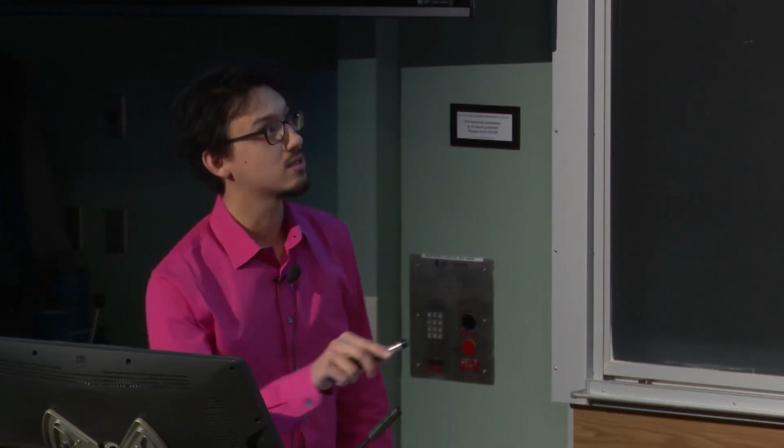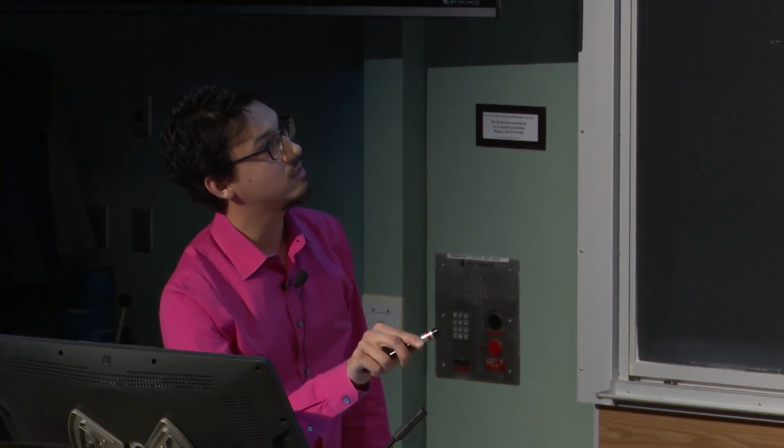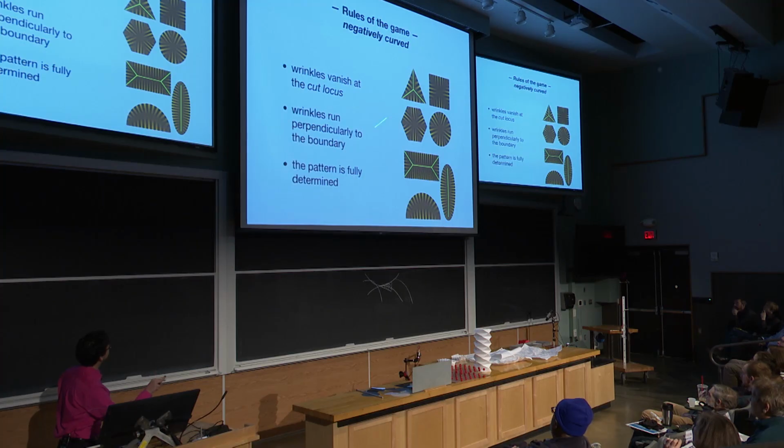Straight line exit path. But if you're on the green line, you have many choices. You can go to the left or to the right. Once you make a choice, you have the path of fastest escape. And this is what the wrinkles do for negatively curved sheets. Wrinkles run perpendicularly to the boundary always. They vanish at the cut locus. The pattern is fully determined.